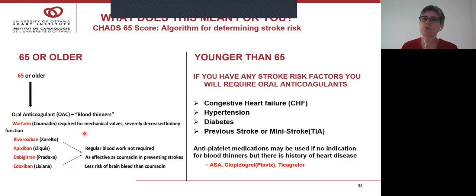So with the new medications, we know if you take them on a regular basis, you have good protection from having a stroke. And so these newer medications are rivaroxaban, apixaban, dabigatran, and edoxaban. We know that they're at least as effective as Coumadin in preventing strokes, and that there's less risk of brain bleed than Coumadin. But people may need Coumadin if they have a mechanical heart valve or have severely decreased kidney function. If you are younger than 65, then we look at all those other risk factors.